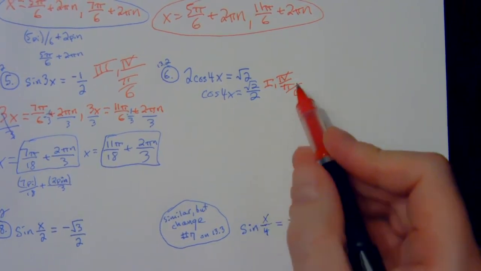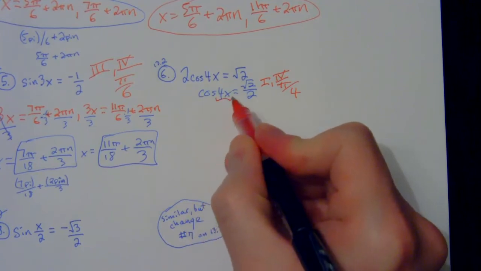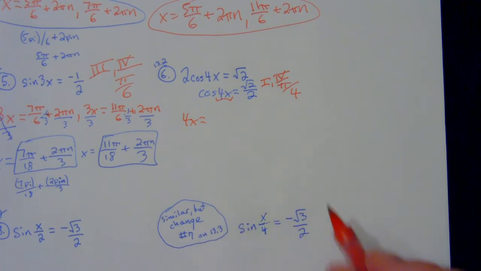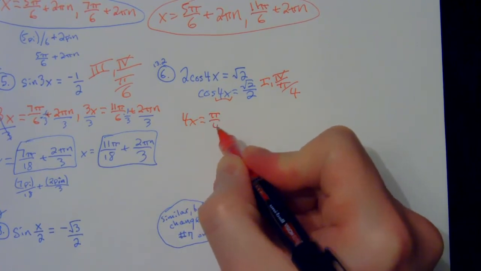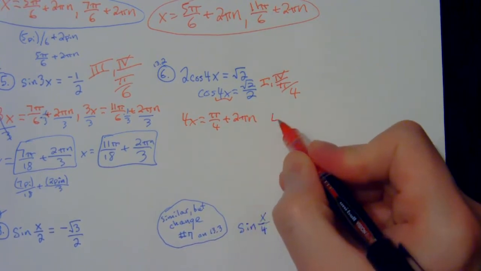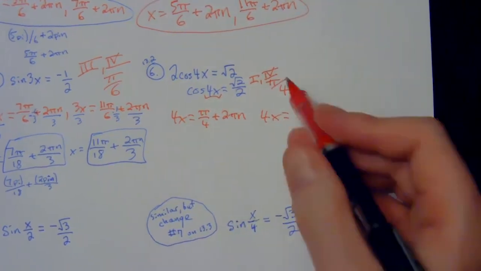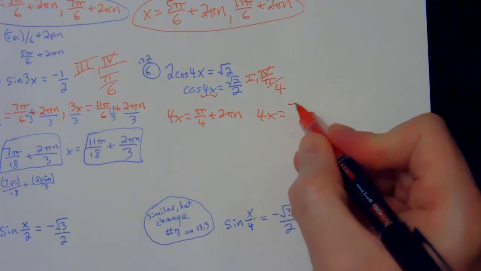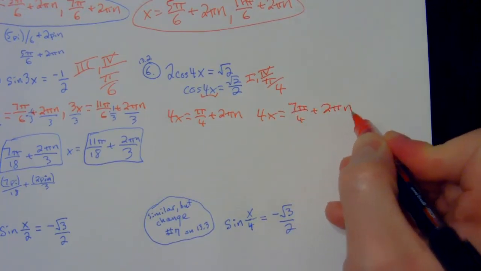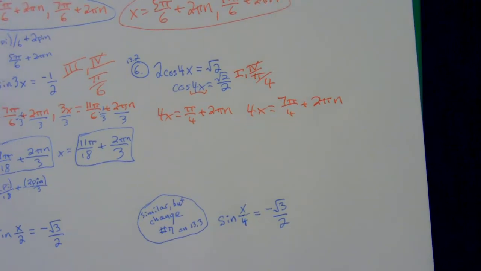All right, so then you've got to take whatever that weird angle is right there. You go 4x equals, and then the quadrant 1 angle is your reference angle. So you'll go pi over 4, but you've got to squeeze in the plus 2 pi n right there. And then you take 4x equals, and your quadrant 4 angle, you're going to double that, subtract 1. So it'll be 7 pi over 4 plus 2 pi n. And then you just have to solve for the x.